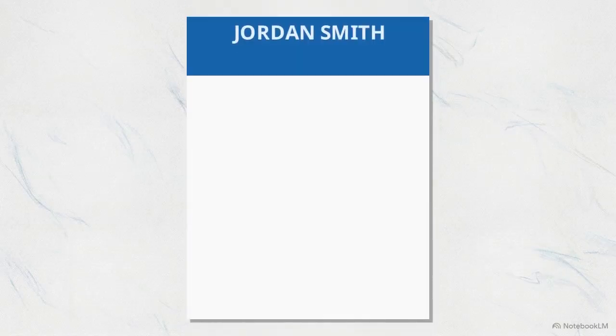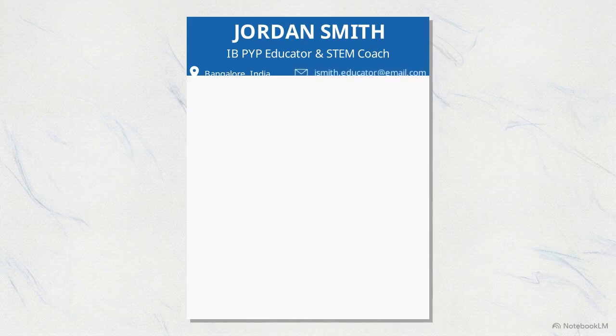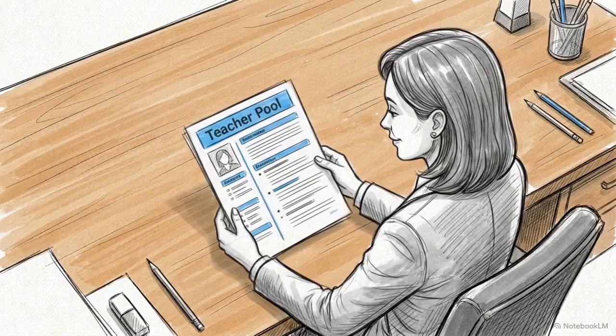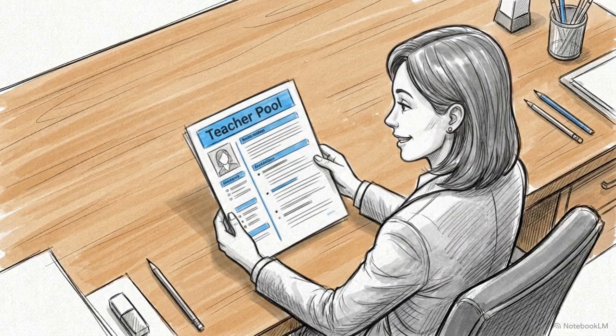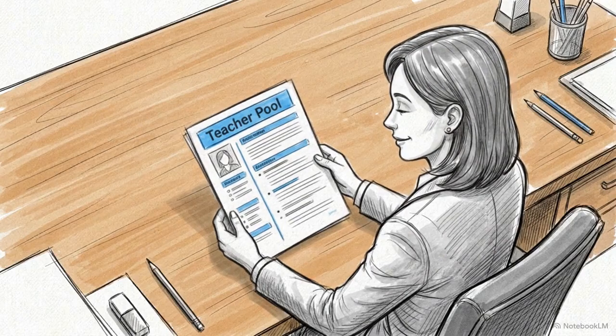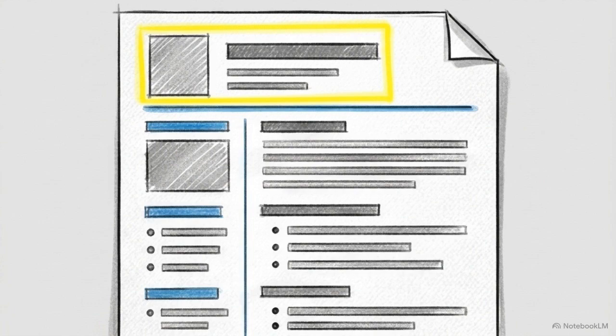At the top, build a clear header. Include your name, a precise professional title, like IB PYP educator and STEM coach, your location, and your contact information. A highly structured visual hierarchy proves to an administrator that your classroom materials will be delivered with the exact same level of organization. Below the header is your professional summary.